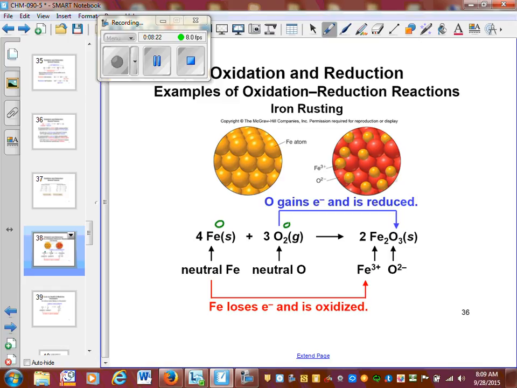Oxygen always has what charge? Oxygen in a compound, look at your periodic table. It's in column 6, so it has a charge of -2. So oxygen over here will become -2. Iron in this case is going to be what?